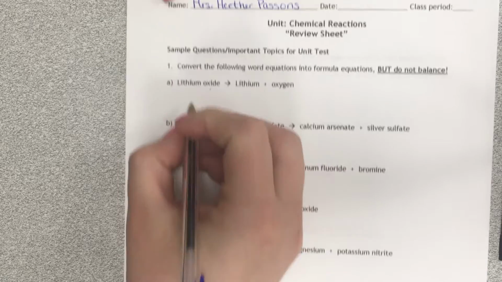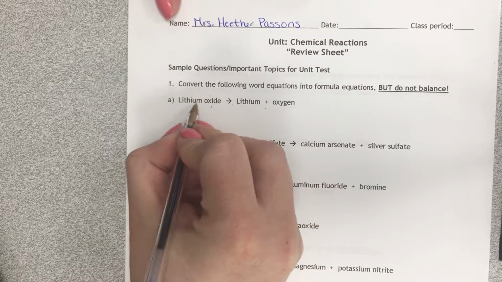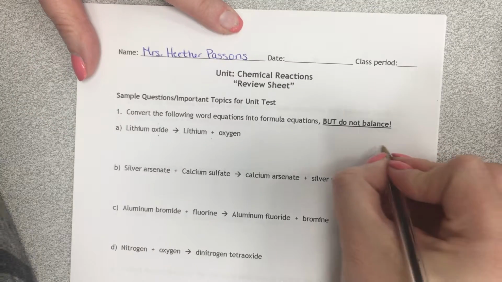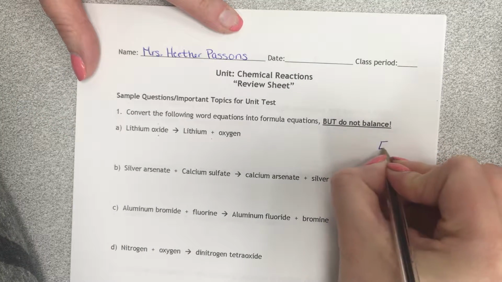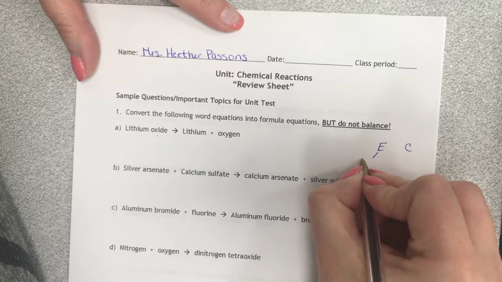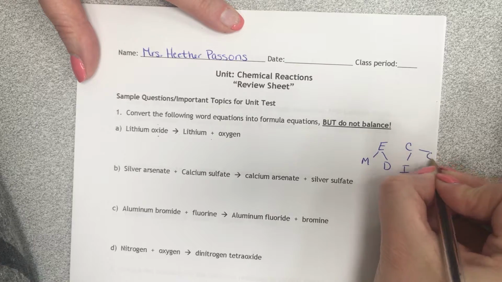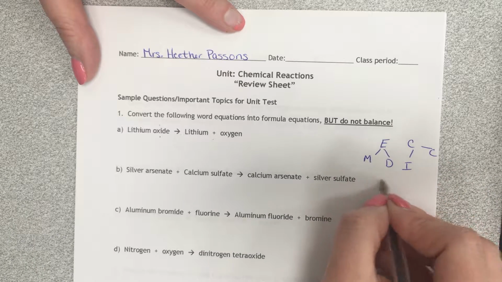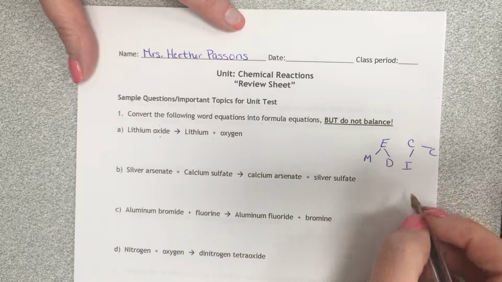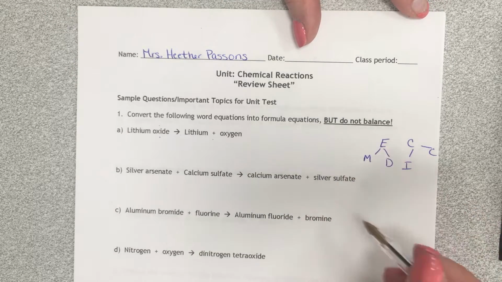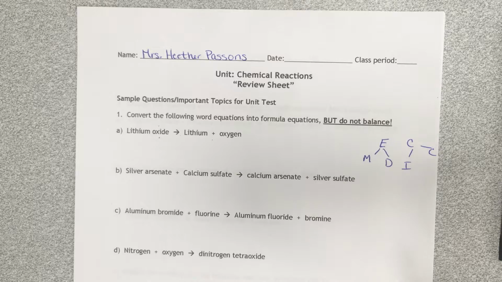So lithium oxide. When doing this, again, you want to ask yourself if it's an element or a compound. If it's an element, is it monatomic or diatomic? If it's a compound, is it ionic or covalent? If it's diatomic, it's one of those 7. If it's monatomic, you just bring the word down. If it's ionic, you do the charges and then you cross them down. If it's covalent, it's the prefixes: mono, di, tri, tetra, penta, hexa, hepta, octa, nona, and deca.